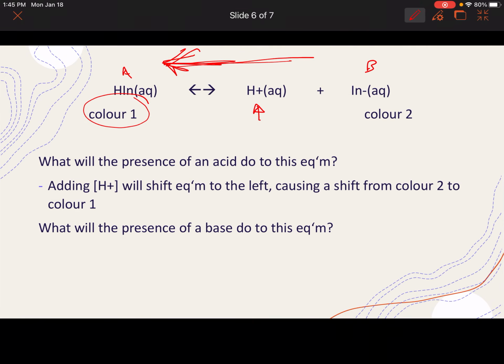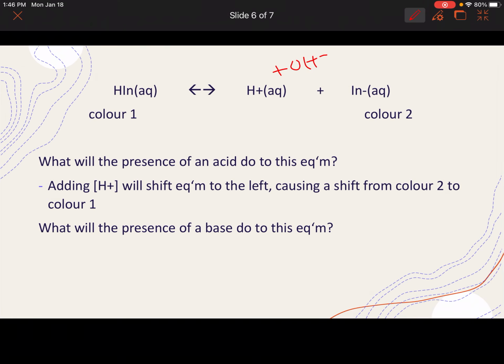Now, what will the presence of a base do to this equilibrium? In this particular situation, if we add a base to the system at equilibrium, what's going to happen? What you have to recognize is if we add OH- and H+, they make what? They make water, right? H+ and OH- want to react together. They are going to react together to make water, which means you are going to be taking away H+.